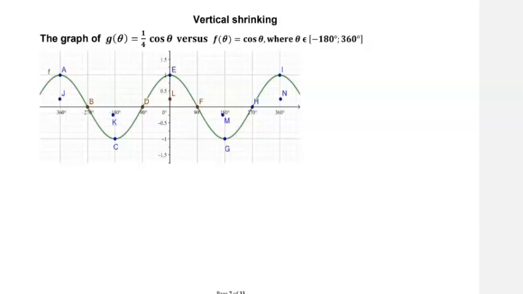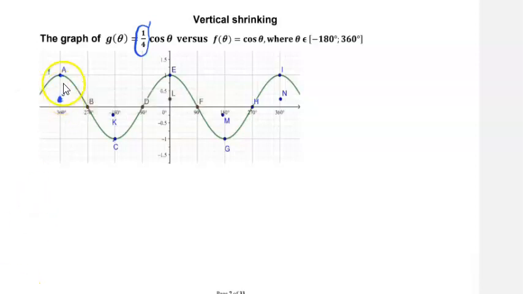This video is about vertical shrinking again, and in this case we look at the coefficient of the cos theta, which is a quarter. So it means that each and every y value we will divide by 4. So in this case we take 1 divided by 4, which gives us a quarter, and 0 divided by 4 is still 0, and if I look at minus 1 divided by 4, I will get negative a quarter there, and so on.